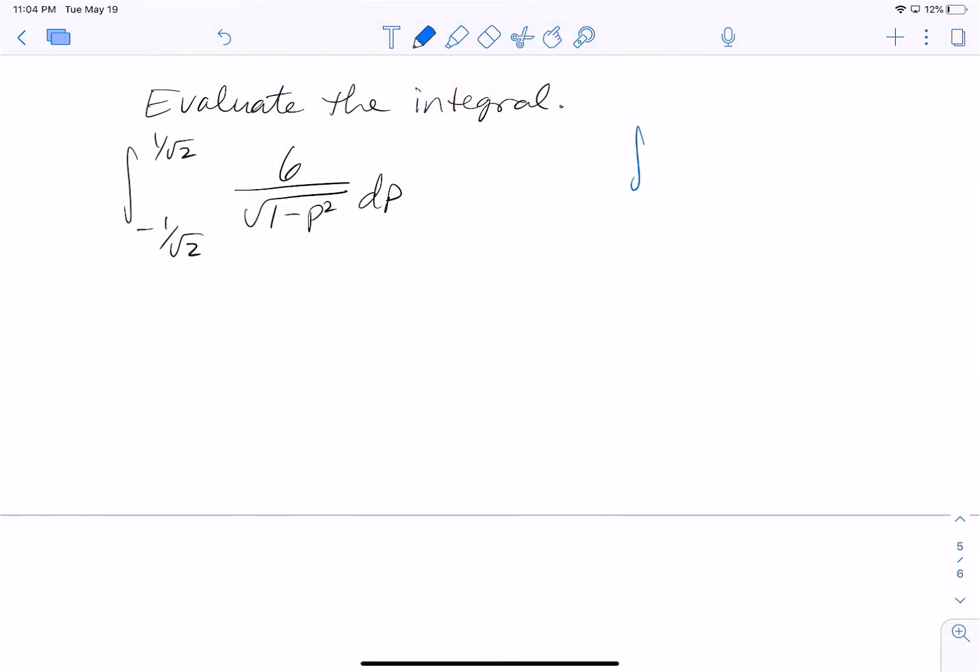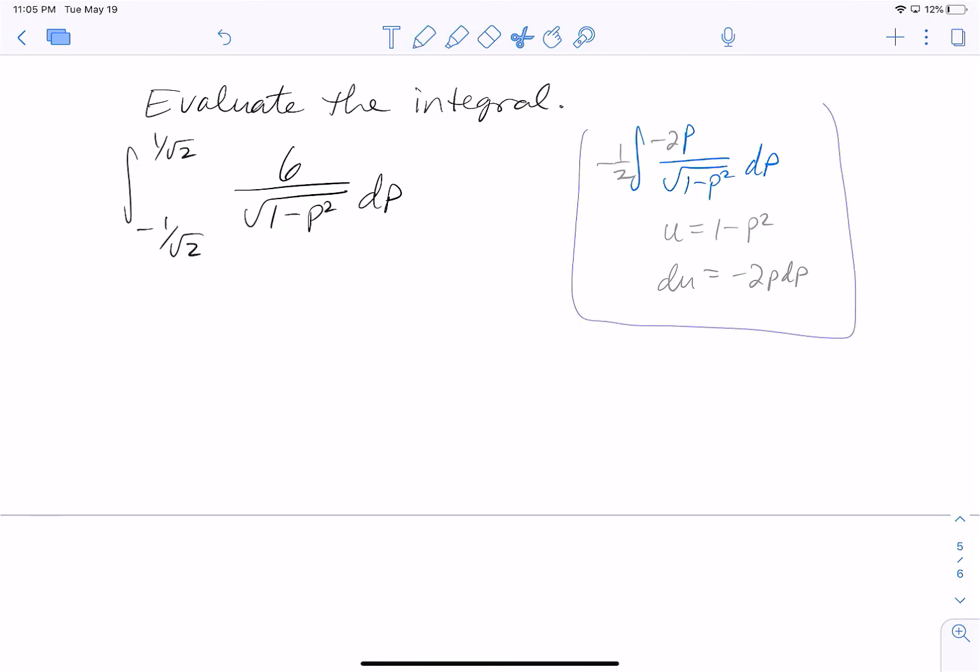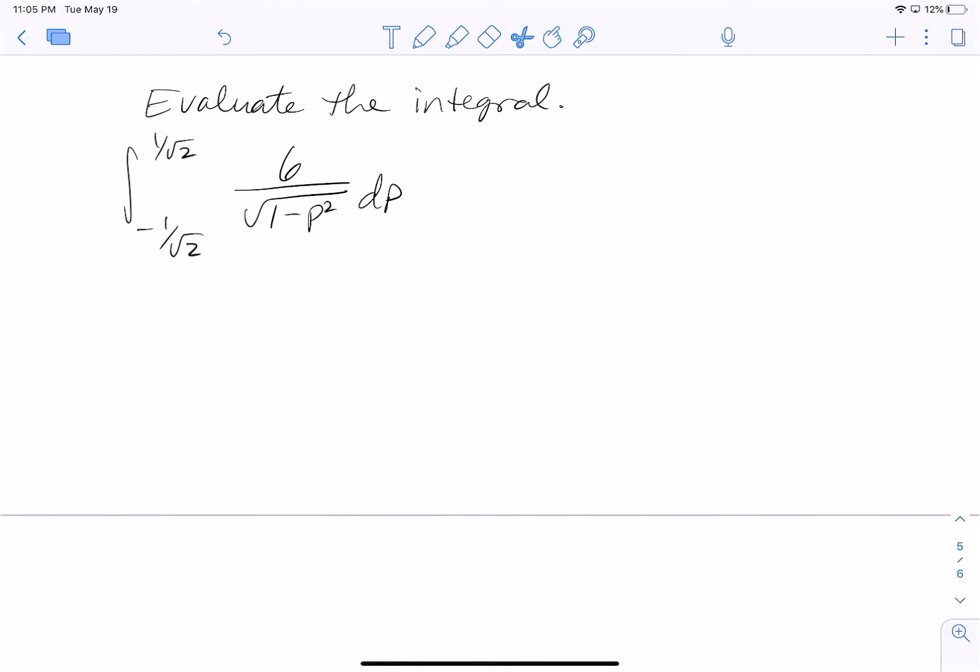If we had the integral of p over the square root of 1 minus p squared dp, then I would be looking at a substitution. I'd say that u is equal to 1 minus p squared, and so that du is equal to negative 2p dp. I would multiply and divide by a negative 2, and I would integrate using the power rule. We don't have that because we don't have a factor of p in the numerator here. So we have to look for new patterns.